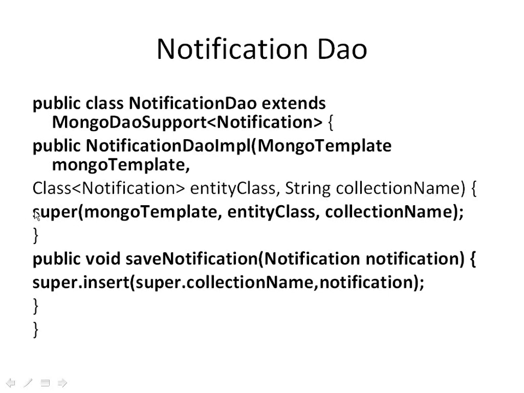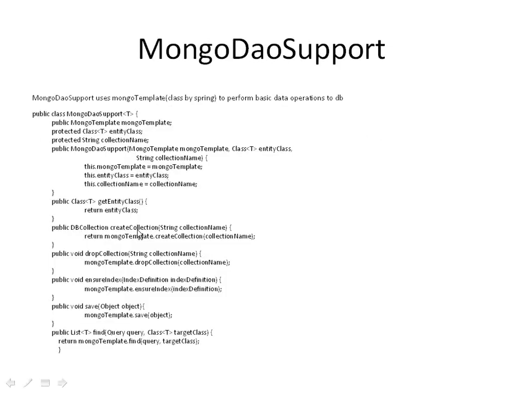So it basically creates an object of the Mongo DAO support, and once the object of the Mongo DAO support is created, then if I call save notification, it takes Mongo DAO support dot insert, the name of the collection, which is passed here, and the object that I am going to insert. So what does Mongo DAO support do? It basically saves the object.